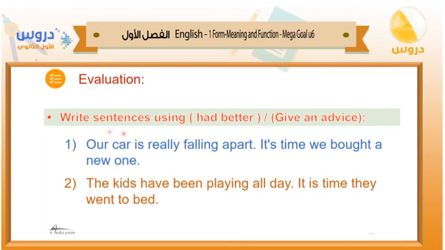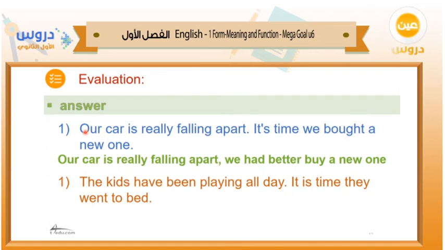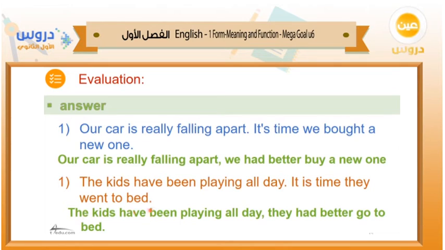Evaluation. Write sentences using had better, give an advice. Our car is really falling apart. It's time we bought a new one. And the second sentence, the kids have been playing all day. It's time they went to bed. Your mission is to write sentences using had better, give an advice. The first sentence, our car is really falling apart. We had better buy a new one. The second sentence, the kids have been playing all day. They had better go to bed.